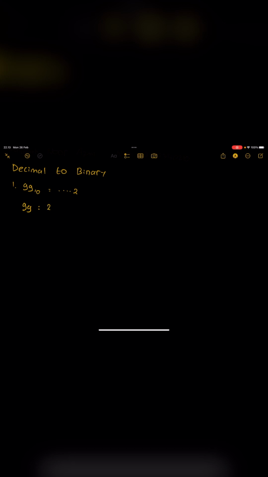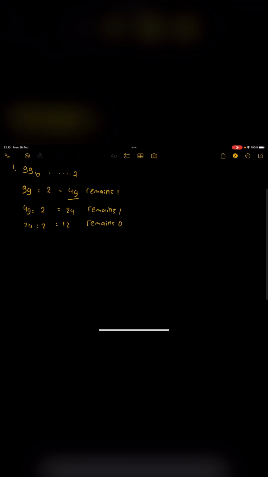We divide 99 by 2, and we get 49 with the remainder of 1. Then we divide 49 by the basis of the binary, 2, and we get 24 with the remainder of 1. Then we divide it again: 24 divided by 2 will be equal to 12 with the remainder 0, and then we divide.